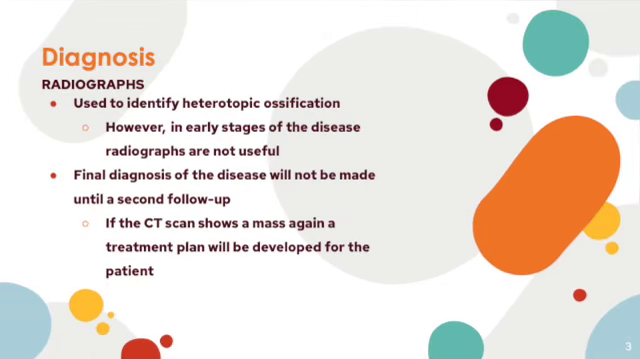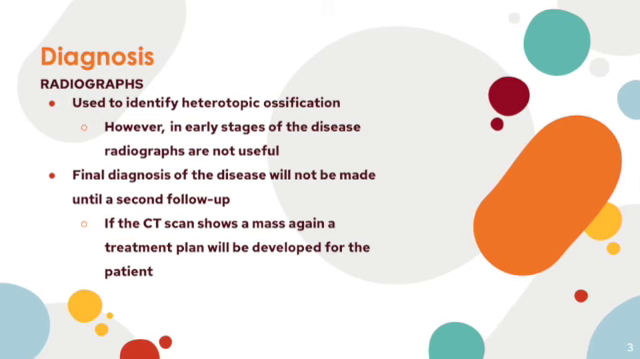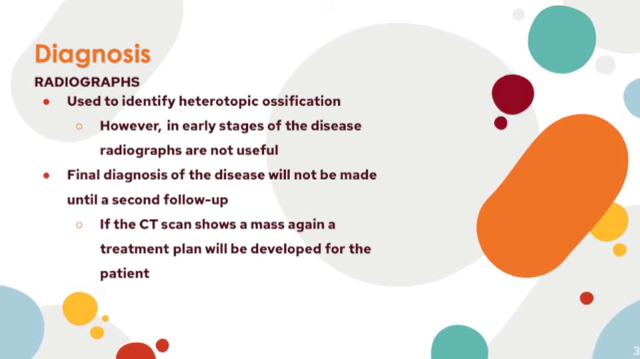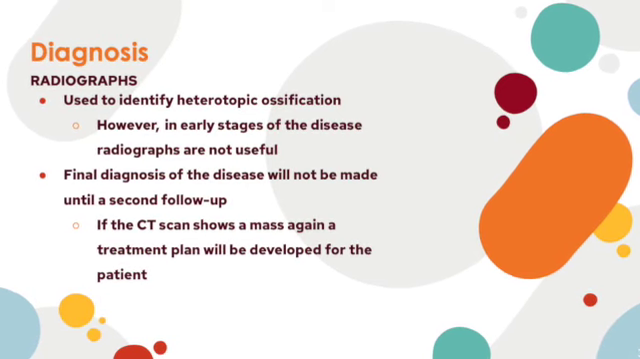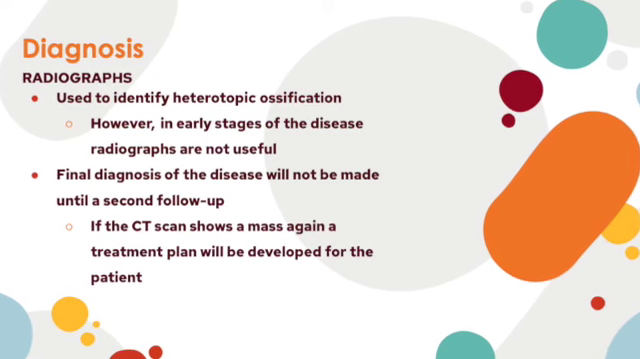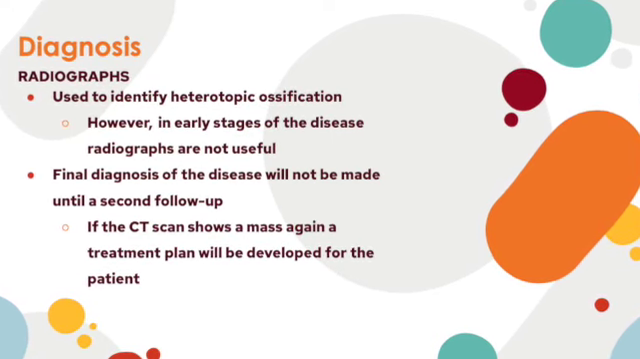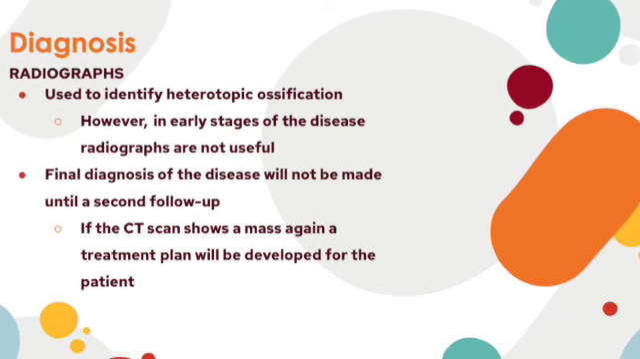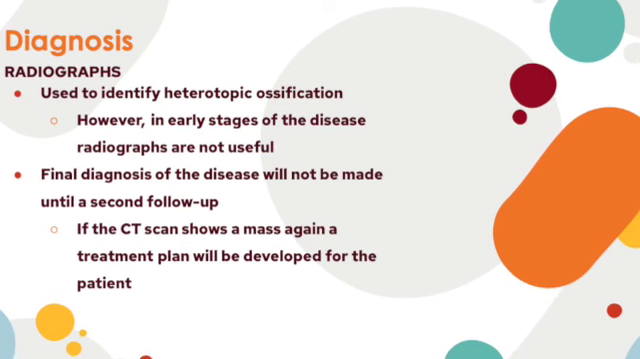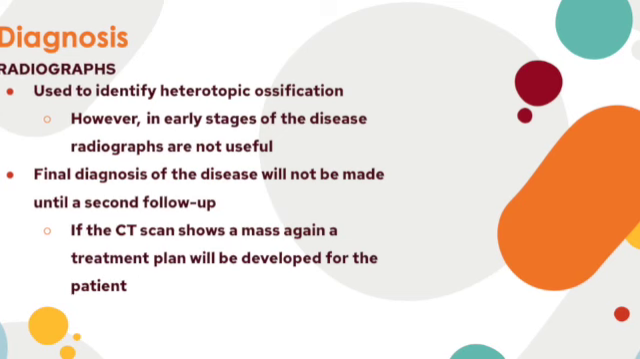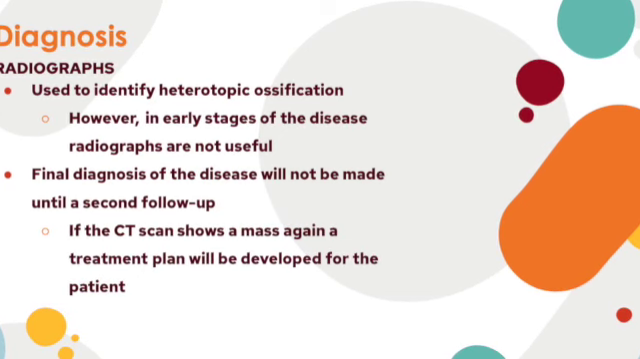Radiographs are used to identify heterotopic ossification. In early stages, these radiographs are not as useful to detect the heterotopic bone because it will not yet appear. However, once a low-density mass is detected in a CT scan, and heterotopic ossification is suspected, the final diagnosis cannot be made until another short interval follow-up is made and an additional scan is needed showing the mass. From there, depending on the severity and the rate of growth, a treatment plan will be developed for the patient in order to manage the disease.